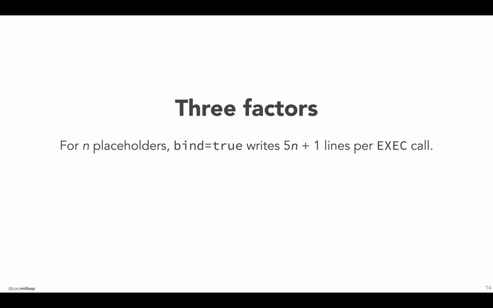So for every execution of an insert or an update, for example, let's imagine that the insert or update has 100 placeholders in it, 100 bind variable positions, where column 1 is equal to colon A, and column 2 equals colon B, and all those colon A, B, C, D, there's, say, 100 of them. Well, what's going to happen is that Oracle's going to write to the trace data 5 times 100 plus 1 line, 501 lines every time there's an execute of that SQL statement.